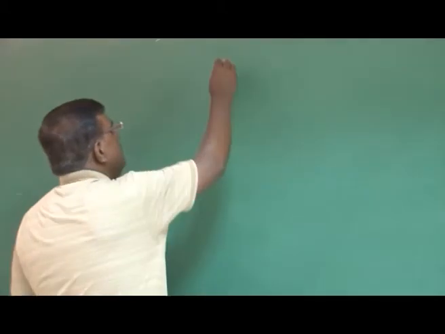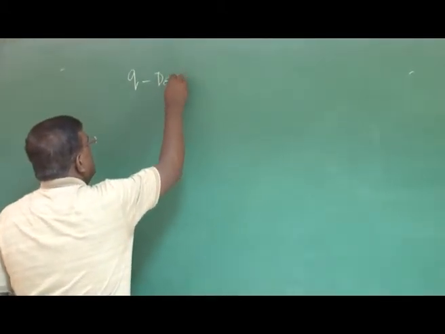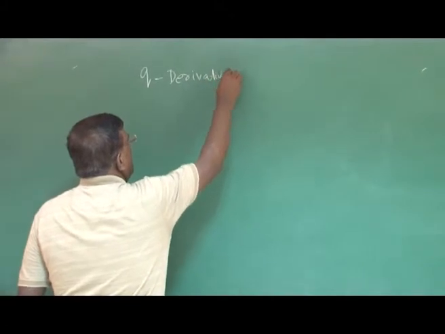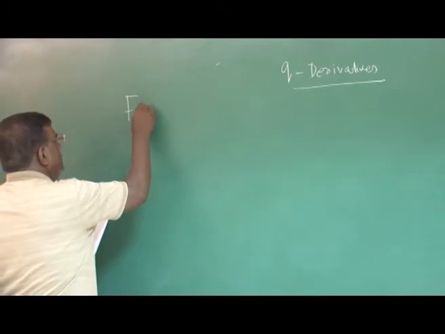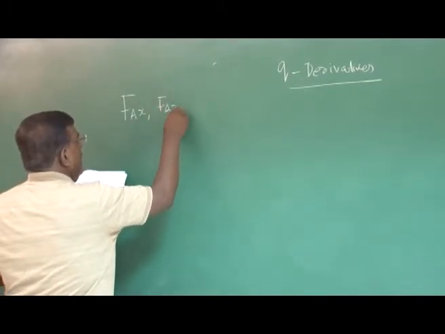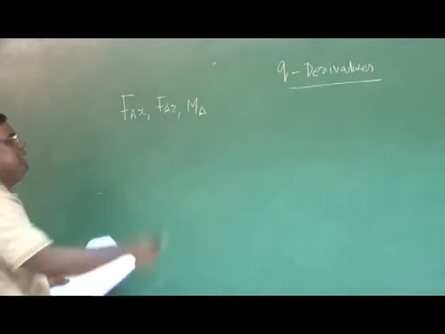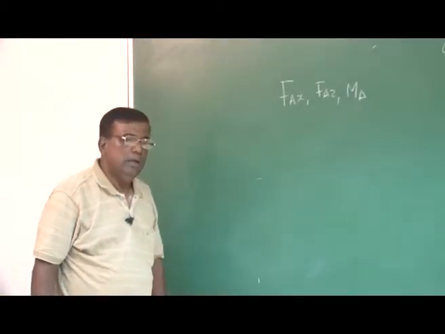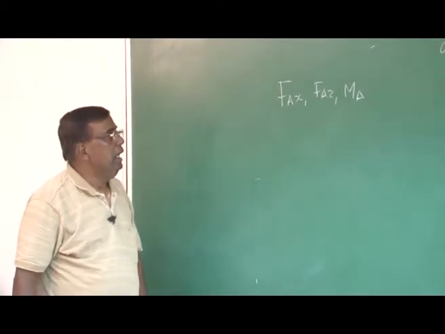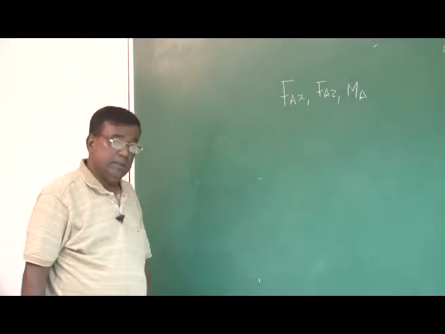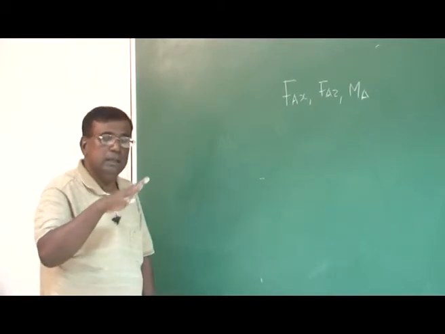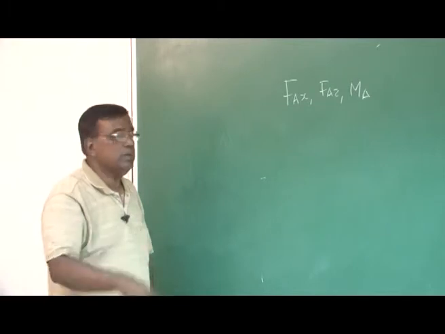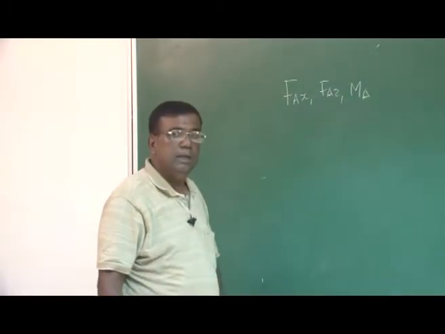Let us come to Q derivatives. We have done U derivatives, alpha derivative, alpha dot derivative, now Q derivatives. Again we start with F_Ax, F_Az and M_A. Why are we taking these three things? Please understand, we are trying to build the longitudinal perturbed equations of motion. And we are doing this to find the perturbed forces when the aircraft is perturbed in the longitudinal mode, that is either plunging or pitching motion. That is why F_Ax, F_Az and M_A are being considered.